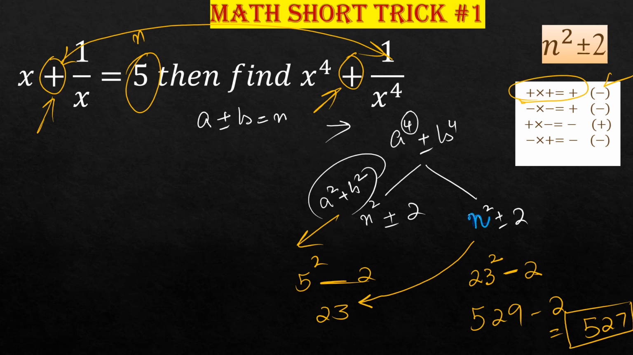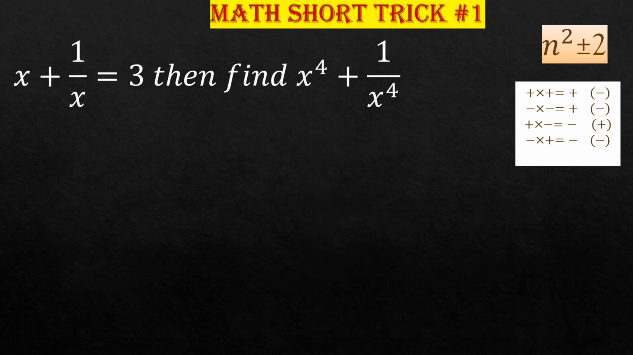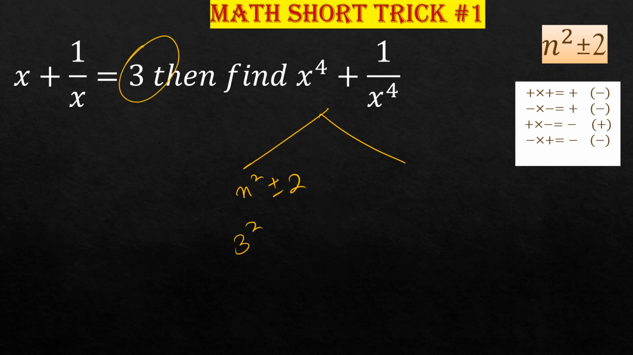Let's practice one more question. Here the same kind of question. Again you have x to the power 4 plus 1 over x to the power 4. You have to find this thing. So first thing is n squared plus minus 2. Your n is 3. So 3 squared minus 2, and here the first is the plus and the second expression has the plus, so you will write the minus sign. So 9 minus 2 gives you 7.